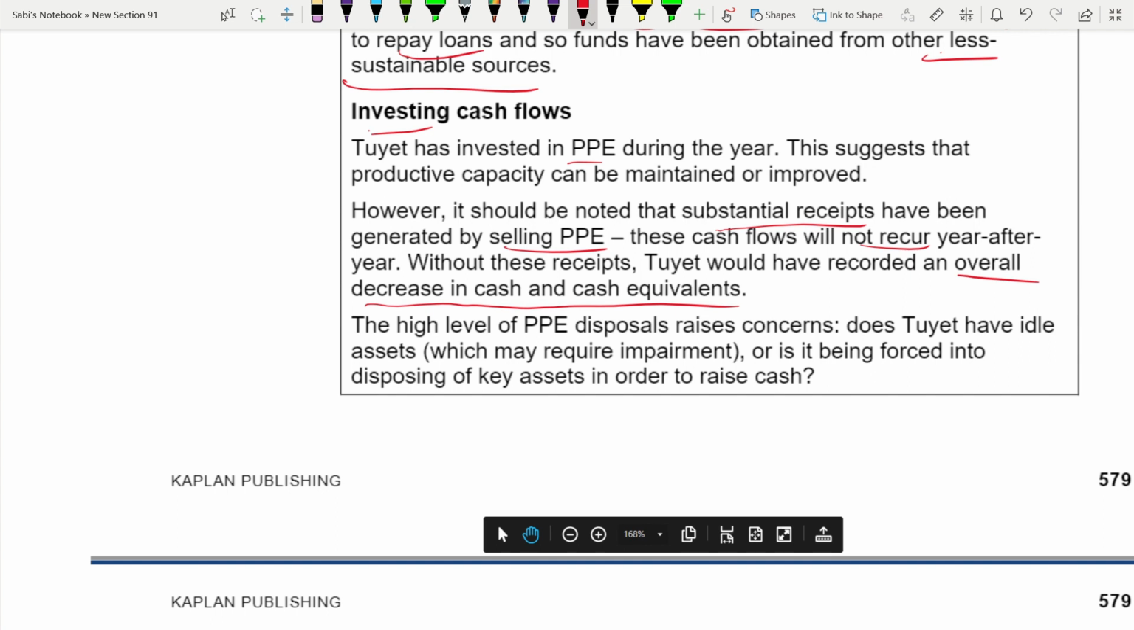Next, because you have disposed, the high level of PPE disposal raises concern. It's not good if you sell off so many of your assets. It raises concern. Do they have idle assets which may require impairment, or is it being forced into disposing of key assets in order to raise cash? Because you need these assets later on. If you're selling this to raise cash, it's not a good thing.